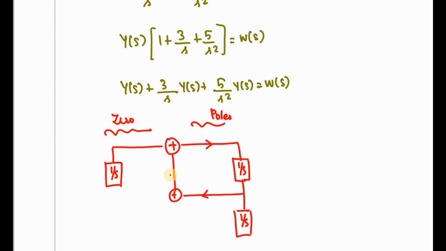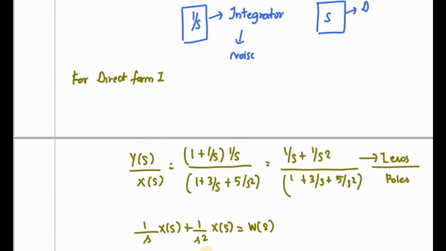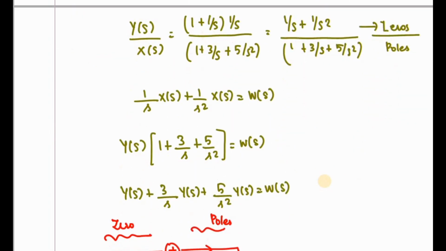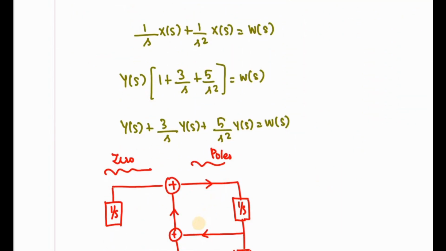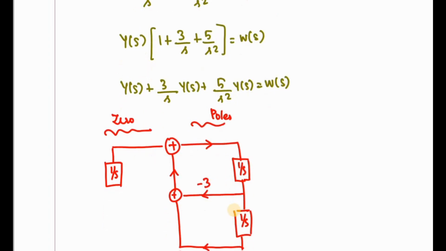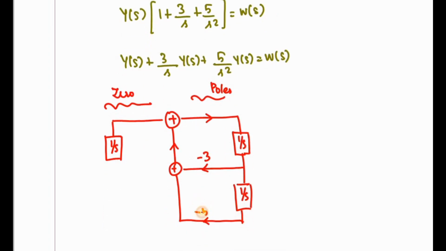Anyway, it is going to the plus direction only. Here it is poles. Poles must always be taken with a negative value. Since it is 3, I have to take it as minus 3, and this one has minus 5. Since it is multiplied with 1 by s, it is minus 3 times 1 by s, and this must be minus 5 times 1 by s.